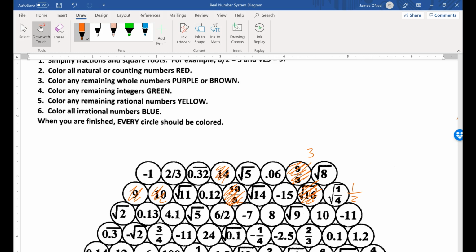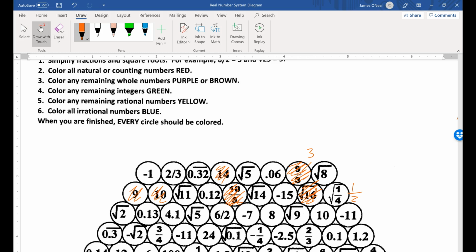The next color, it says color any remaining whole numbers purple. So whole numbers are including 0, 1, 2, 3. So the only number I can look for is 0 because everything is a counting number except for 0. So in my first 2 rows, there is no 0. So I have no purple. I don't care, purple or brown.